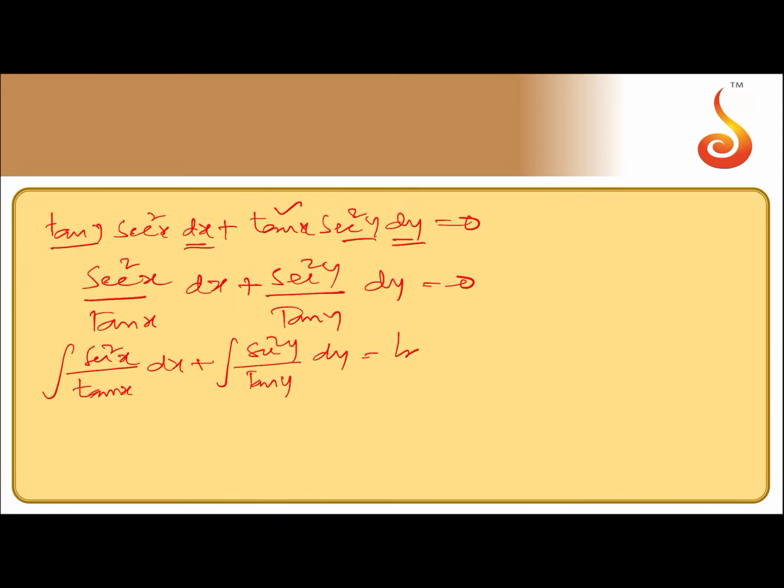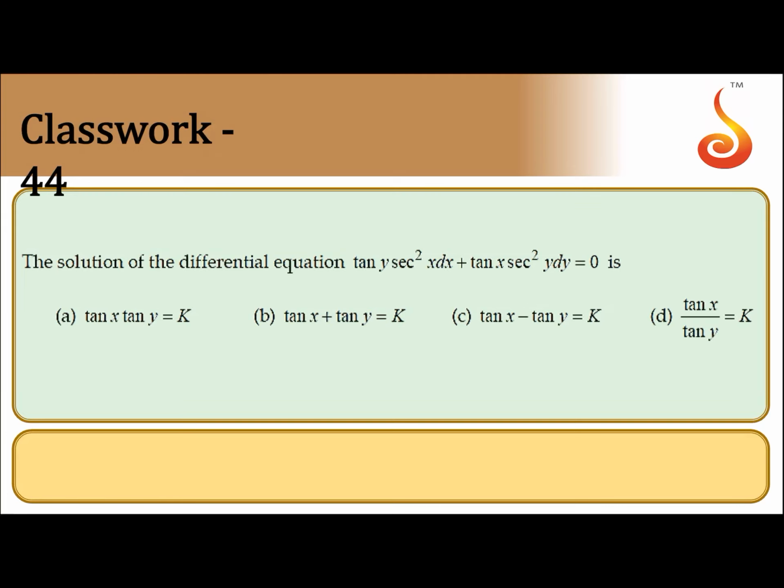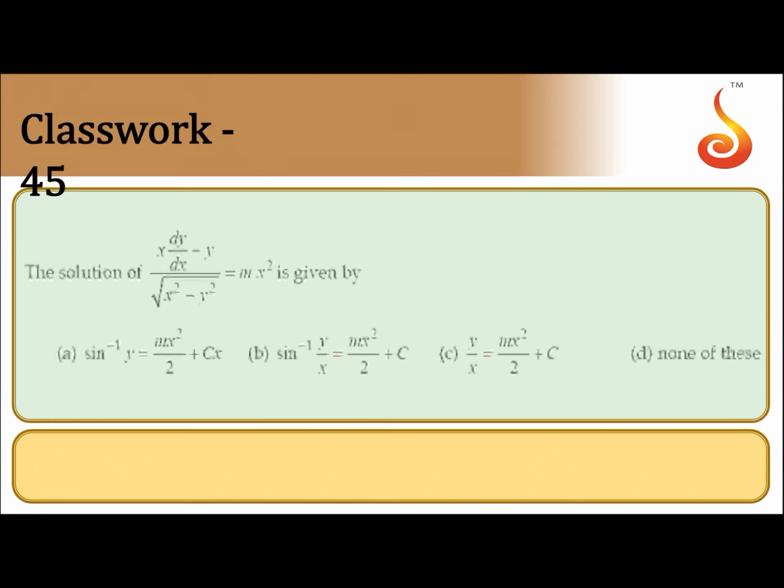Now integrating on both sides, the integral of secant square x divided by tan x dx plus the integral of secant square y divided by tan y dy is equal to, say, log c. This is f dash by f form, and therefore logarithm of tan x plus logarithm of tan y is equal to log c. Eliminating the logarithm, you will be getting tan x multiplied by tan y is equal to c. So the answer for the problem is tan x into tan y is equal to constant.